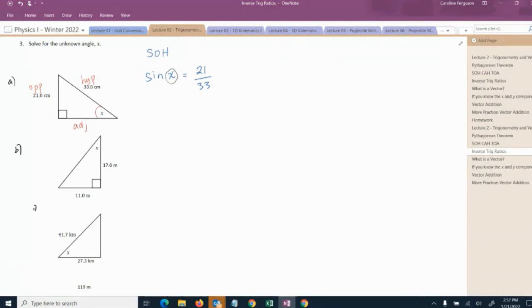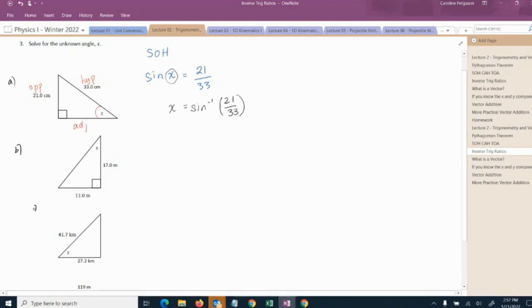So anytime you're solving for an angle, you're always going to use your inverse buttons on your calculator, right? So it's like the second function or the shift with your trig functions, it's always going to be using one of those inverse buttons. So I'm going to just bring the sine to the other side. So I have sine inverse of 21 over 33.